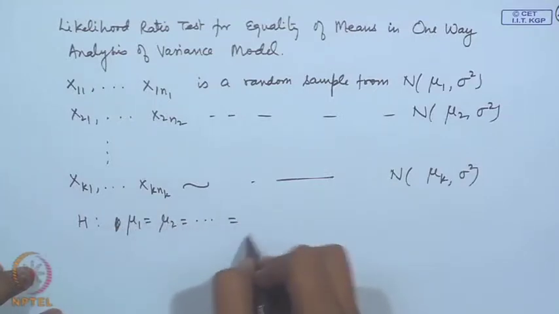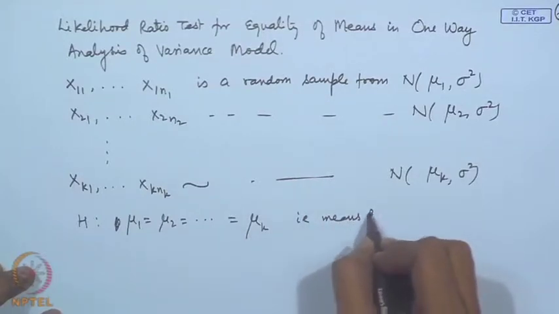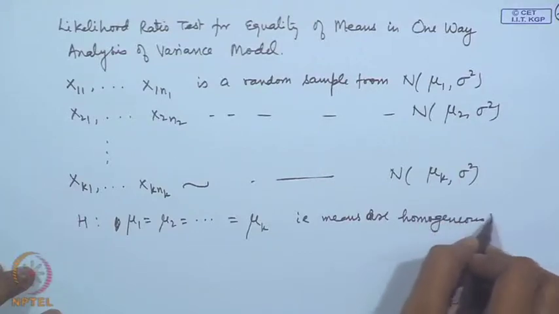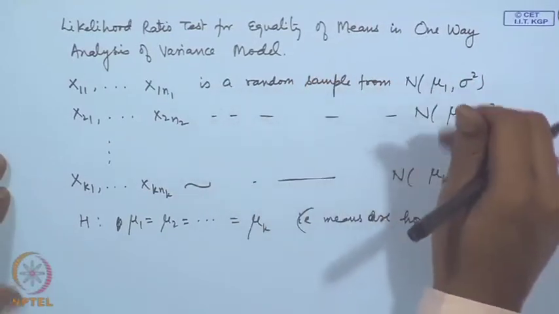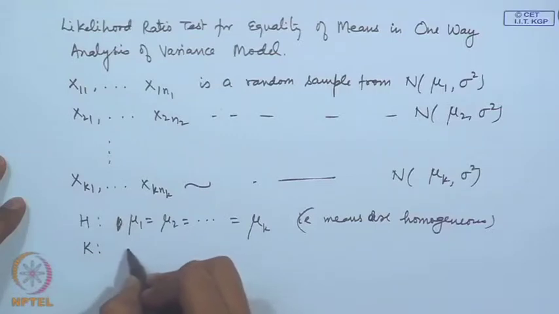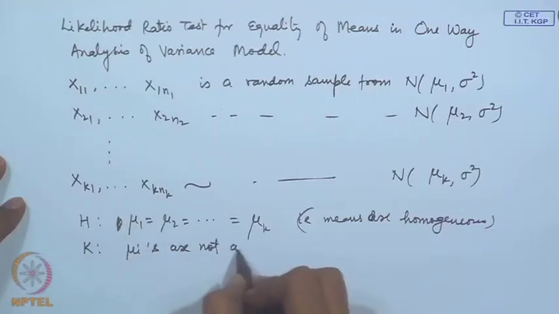This is called homogeneity of means, that is means are homogeneous. That means, the populations are homogeneous basically. If mu i's are the same, then basically it means that we have same population, against that mu i's are not all equal.